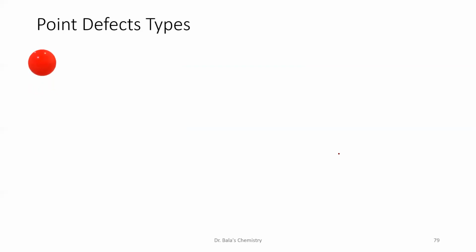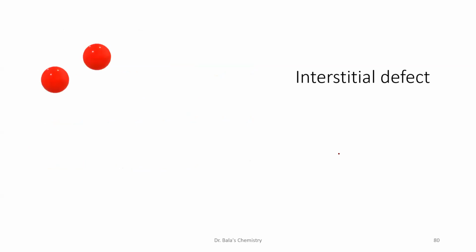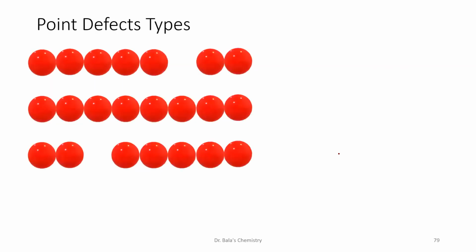And among the point defect types, the first one is the vacancy defect. So this is a vacancy defect. One atom is missing here. Okay, one atom is completely missing. That is called a point defect, in which we have a vacancy defect. This is otherwise called a vacancy.